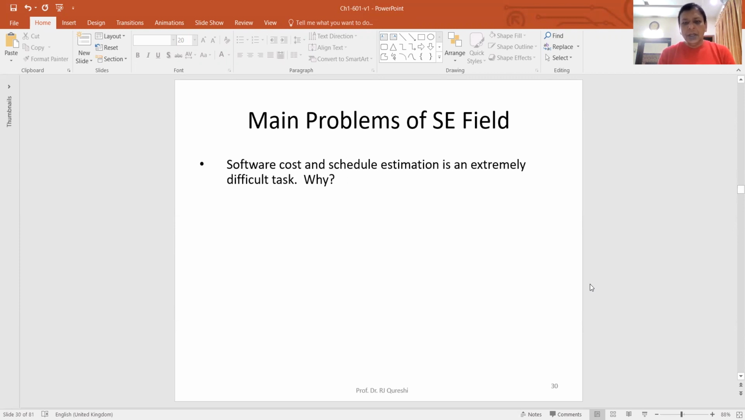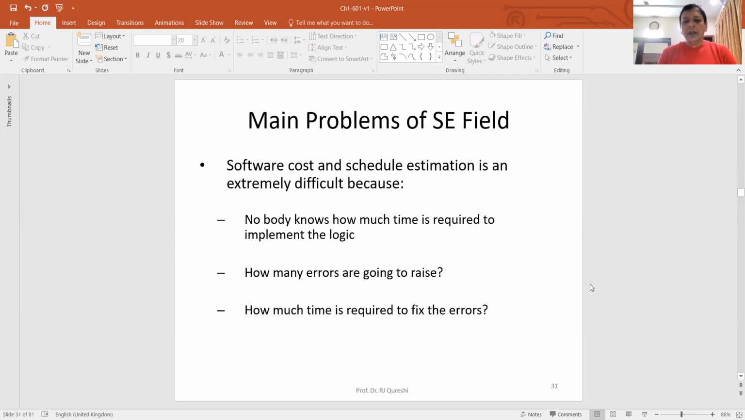Software cost and schedule estimation are an extremely difficult task. Why? What do you think? Because nobody knows how much time is required to implement the logic. And what's a logic? Mantak, like something that makes sense, or scientific study of reasoning process to reach a conclusion or goal, or infer something. And we have processing logic and we have business logic.